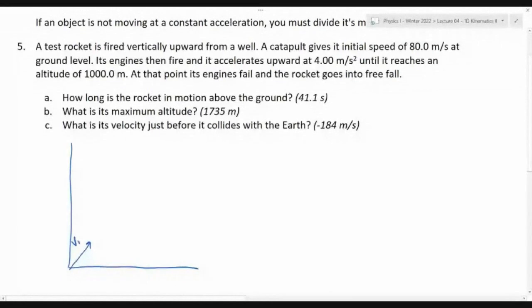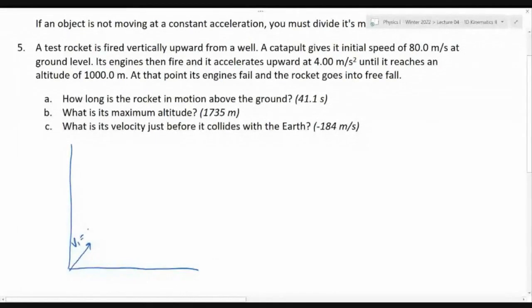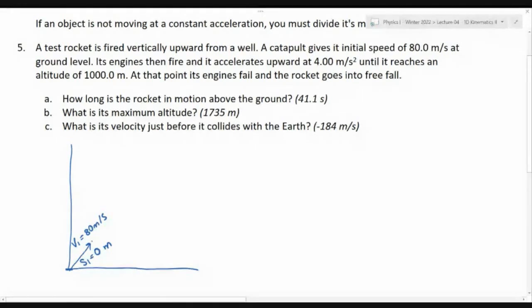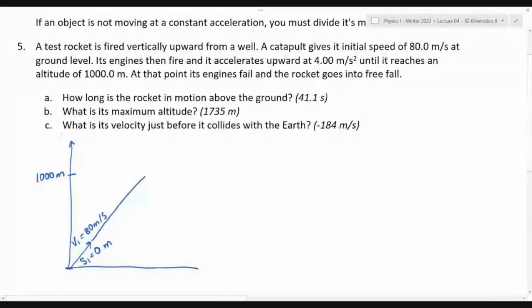So this velocity is going to be 80 meters per second at ground level. So it's at the bottom here, okay? I'm going to say that this is S1 and its initial position is 0 meters. Its engines fire and it accelerates upwards at 4 meters per second squared until it reaches an altitude of 1,000 meters. So it goes up like this. It gets to 1,000 meters. This is my Y, or I can call it S.